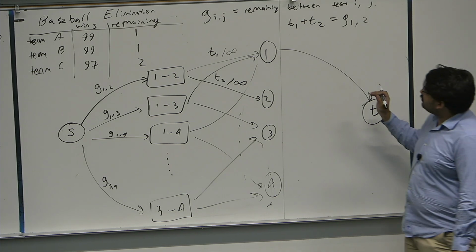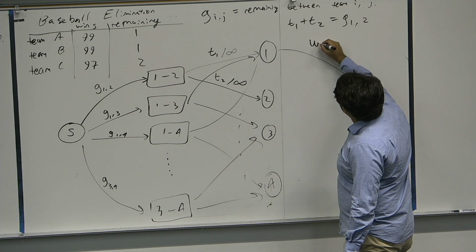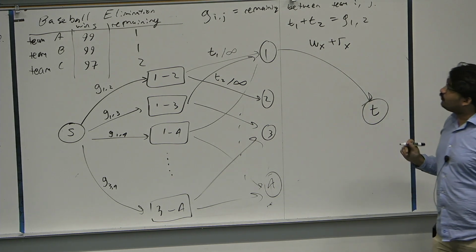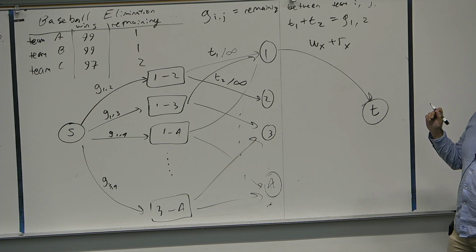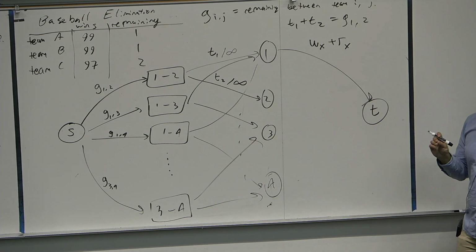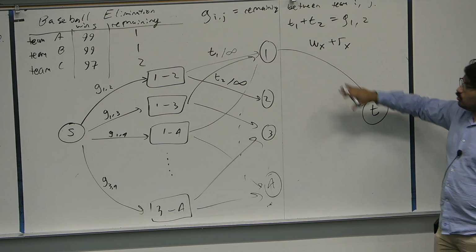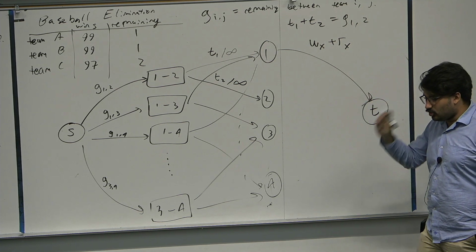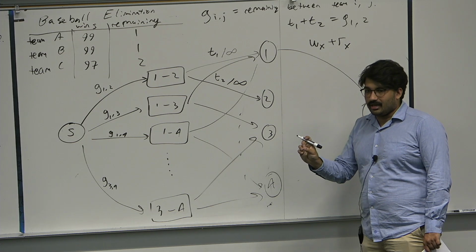So the way we consider this is we consider the wins of Team X plus the remaining games of Team X. That's the maximum number of games Team X can win, okay? Let's just suppose we win all our games. We want to suppose if we do the best that we can, are we eliminated still?